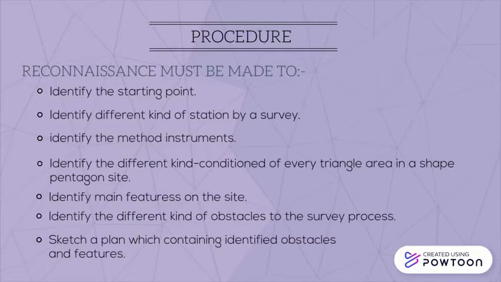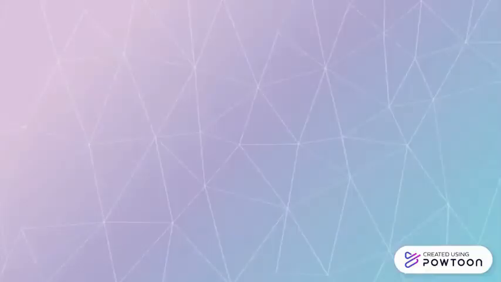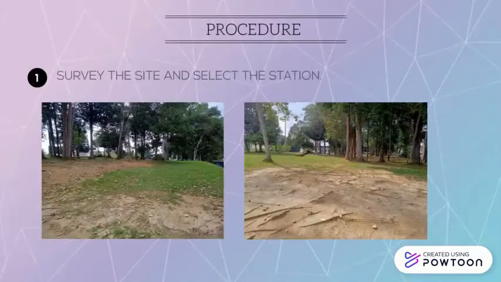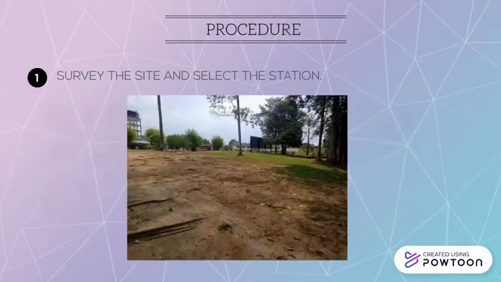Identify main features on the site. Identify the different kinds of data needed in the survey process. The first thing to do is survey the site and select the station.